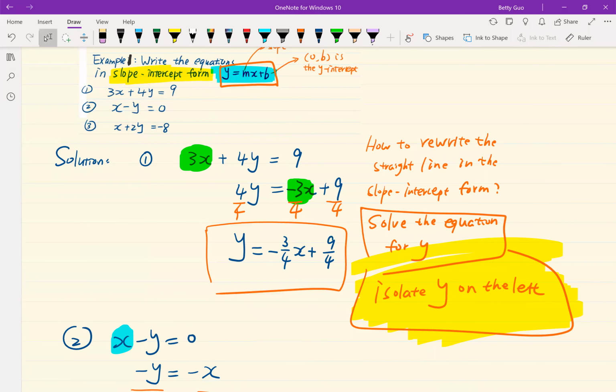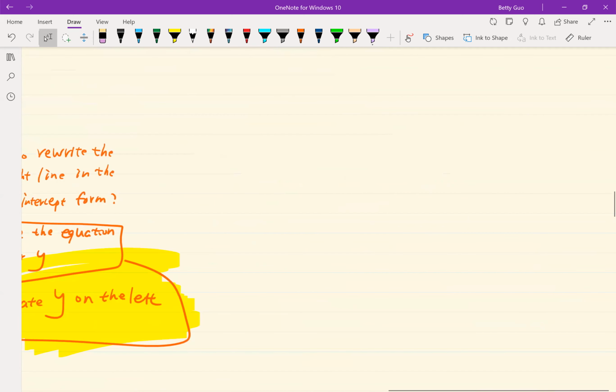We convert the equation, which is in the standard form, to its equivalent slope-intercept form. To do that, we are able to identify slope and y-intercept. Okay, next example, we are going to continue with the 3 equations in example 1. We are going to graph the equation, or the straight line, by using slope and intercept. That's example 1. So example 2.